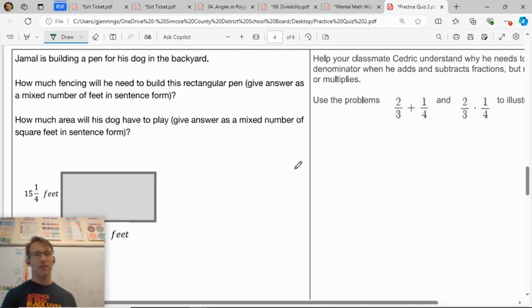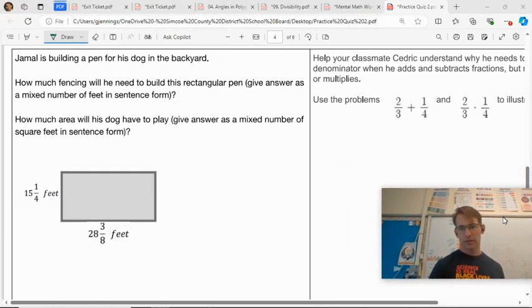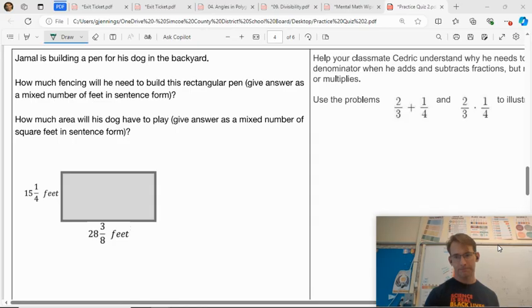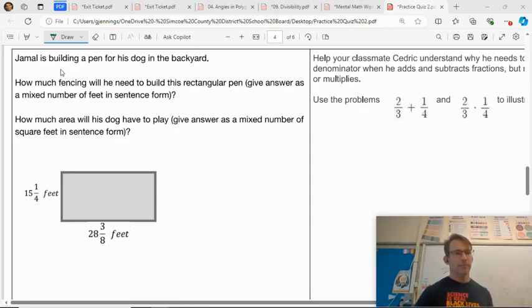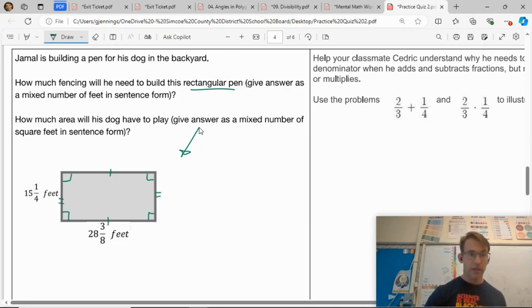Jamal is building a pen for his dog in his backyard. Let's move my useless face over there. Relatively useless. Okay. And here is a picture of the pen. It happens to be rectangular. So that means that these are right angles. That's a fact I know about rectangles. They're all right angles. And that this is the same as that. And this is the same as that. Cool. So I might even write that over there. 15 and 1/4.